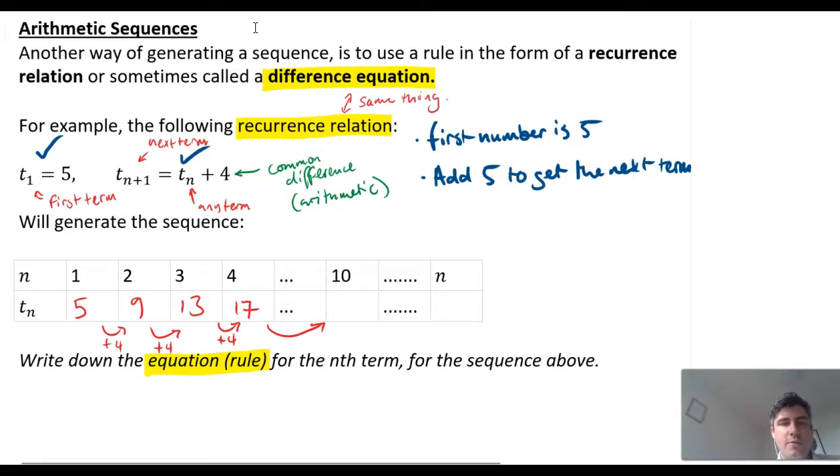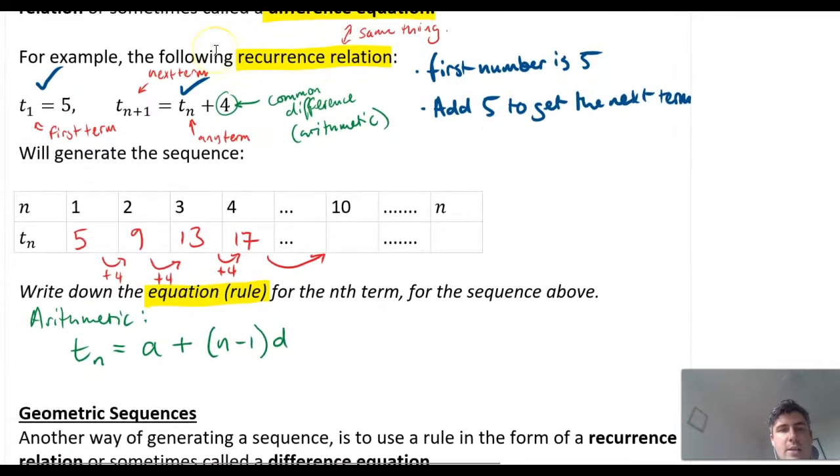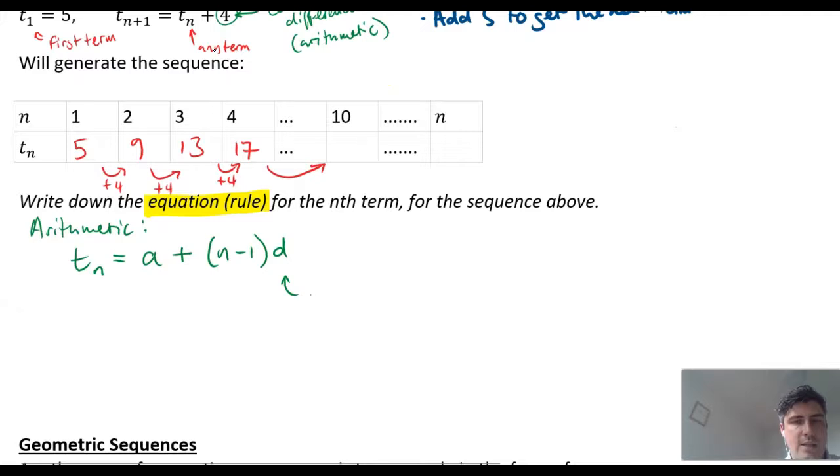So in order to find a term, you have to use the rule for an arithmetic sequence. For an arithmetic sequence, being a sequence which goes up by a common difference every time, the rule is Tn equals A plus n minus 1 times D. Now let's just break down what that is. D is the common difference, so in this case it's going to be 4. And A is the first term.